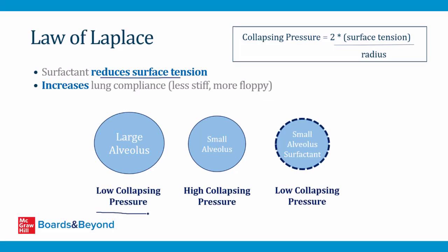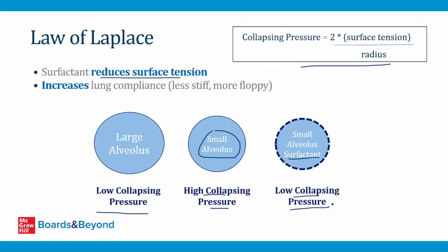But as you may know, the alveoli are very small. So that creates a situation, according to this equation at the top of the slide here, where we have a high collapsing pressure. But because we add surfactant, it lowers the collapsing pressure, and so even when we have small alveoli, like we do in our lungs, the collapsing pressure will be low, and that's why surfactant is so important.